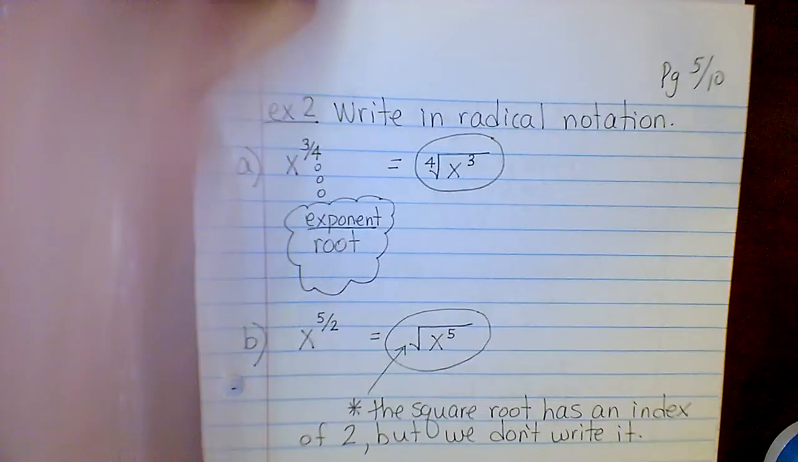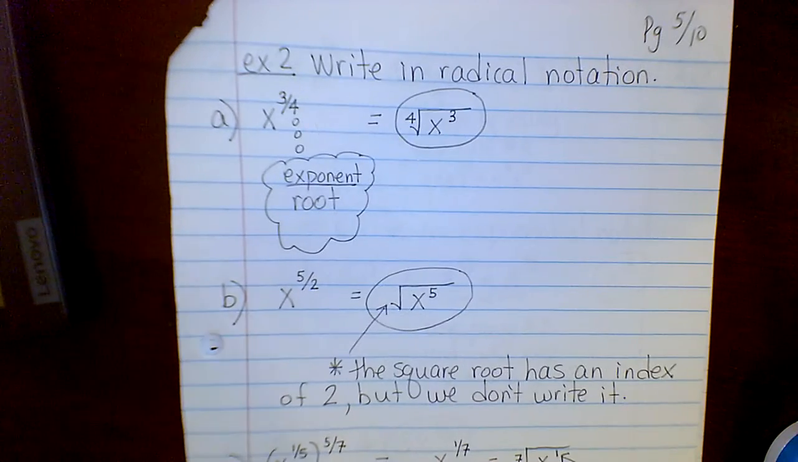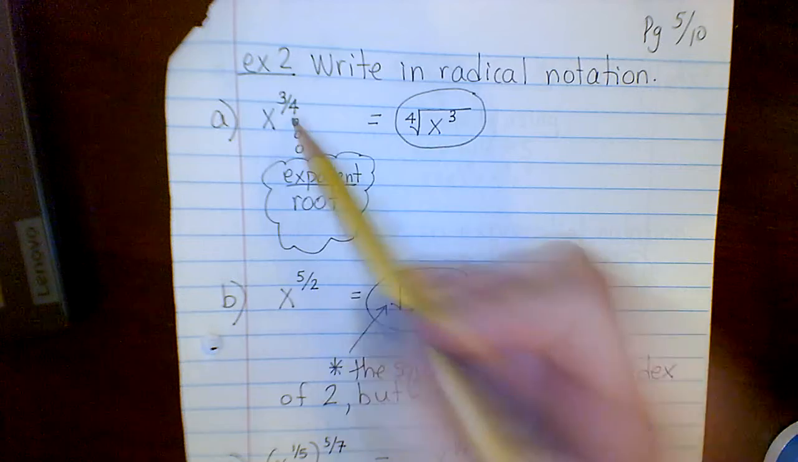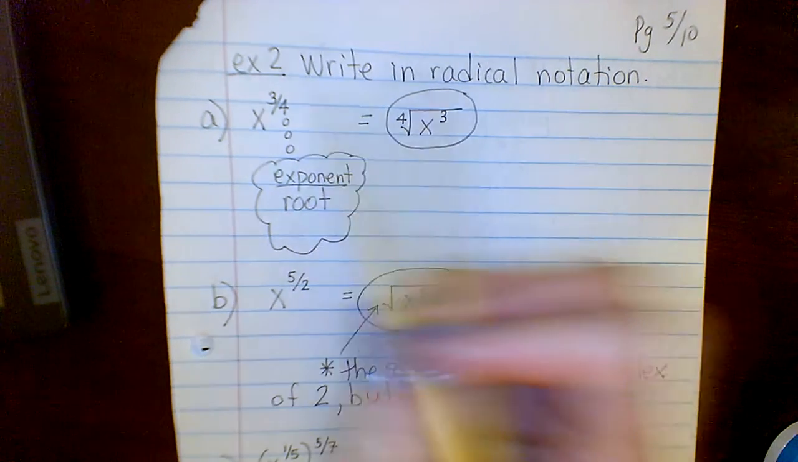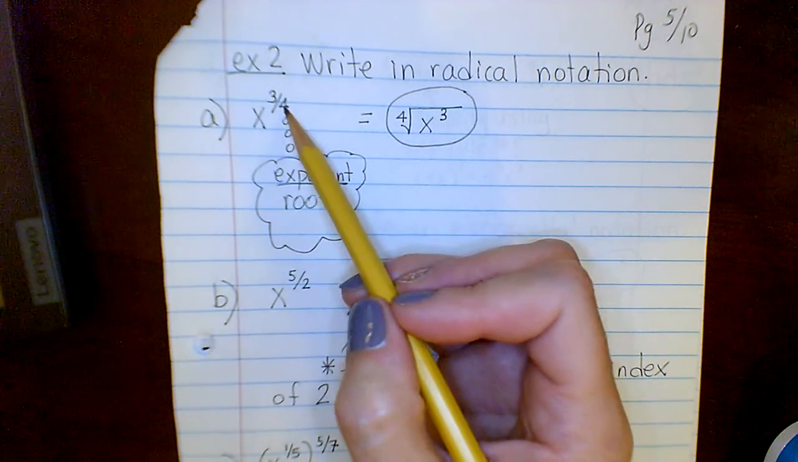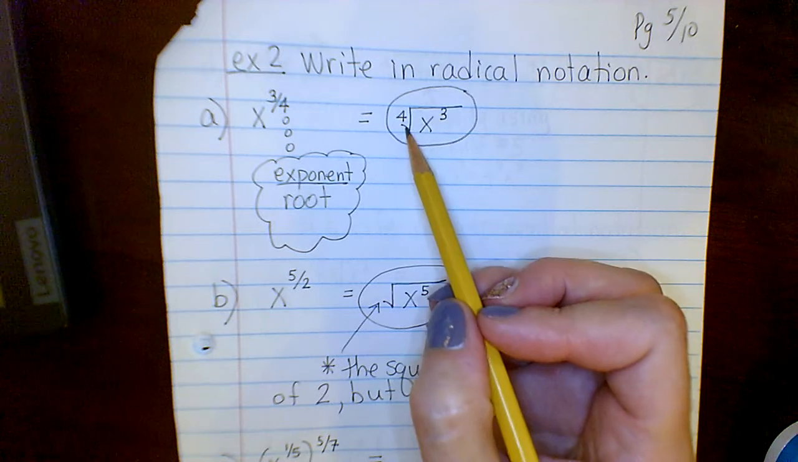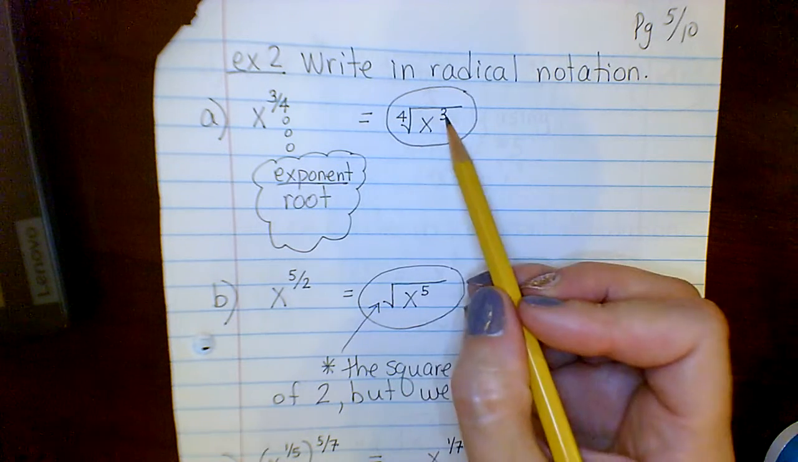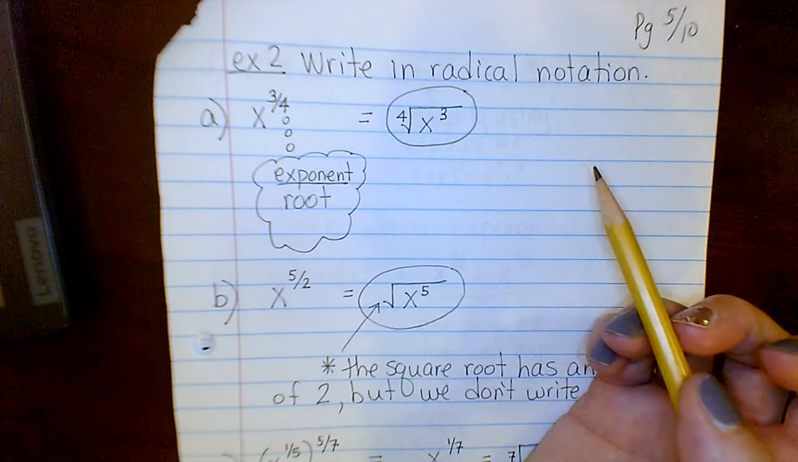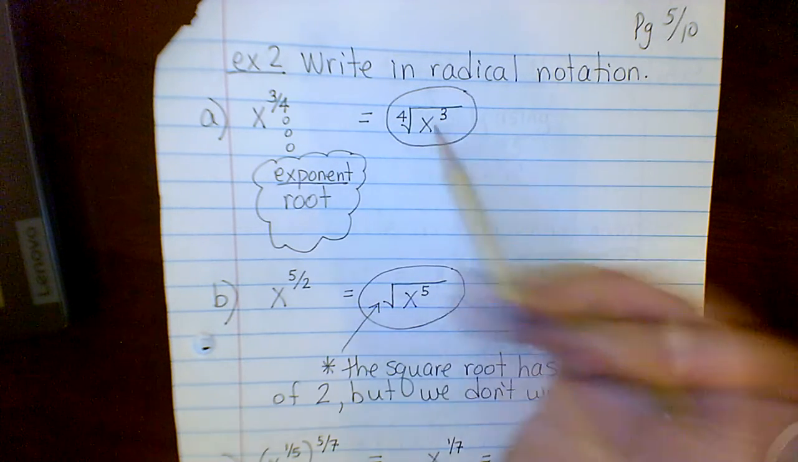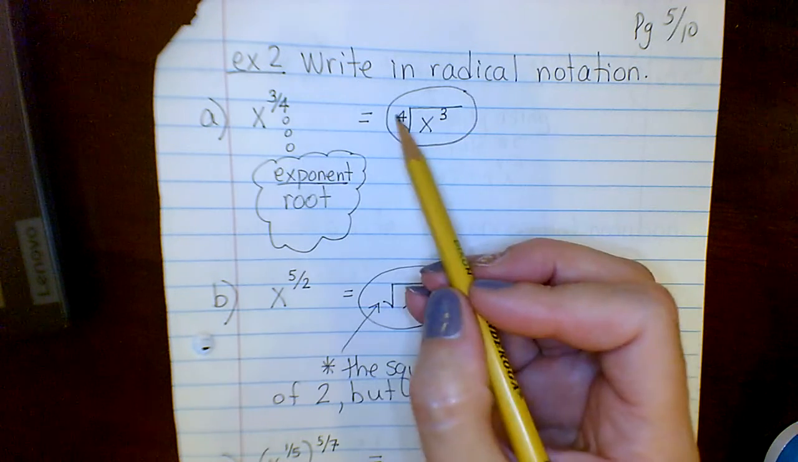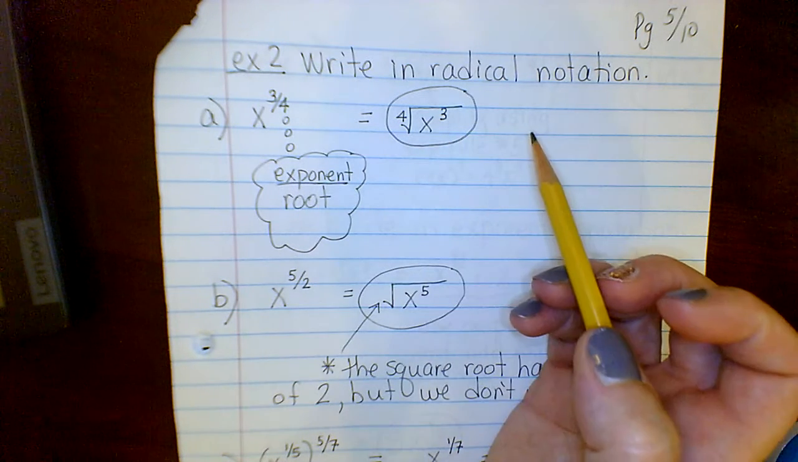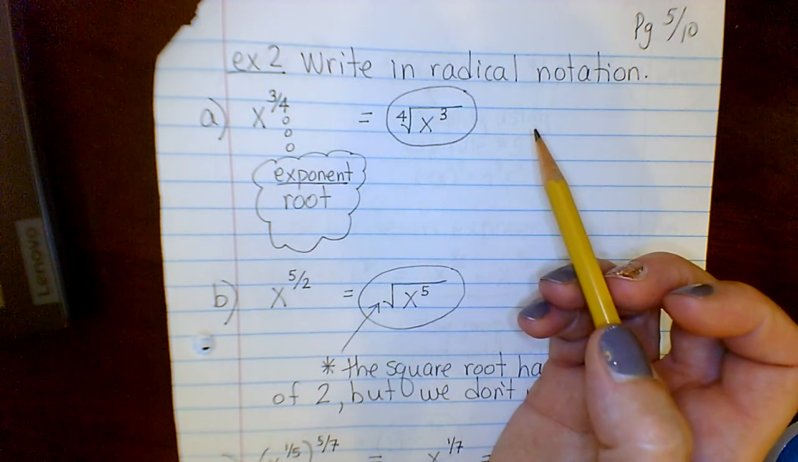Okay, so let's look at some examples. If we have x to the 3/4 and I want to write this in radical notation, remember this is exponent over root. That means I'm going to have a 4th root and an exponent of 3. Easy peasy, as long as you remember which way they go, so you don't accidentally put the 3 here and the 4 here, because that does make a totally different problem.